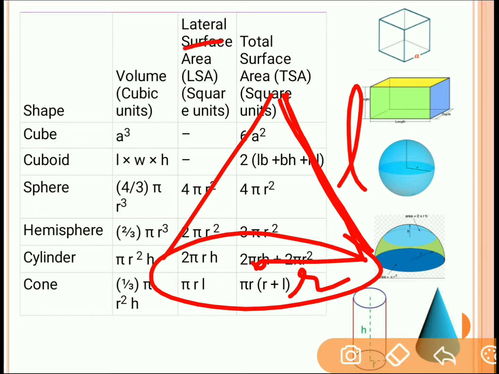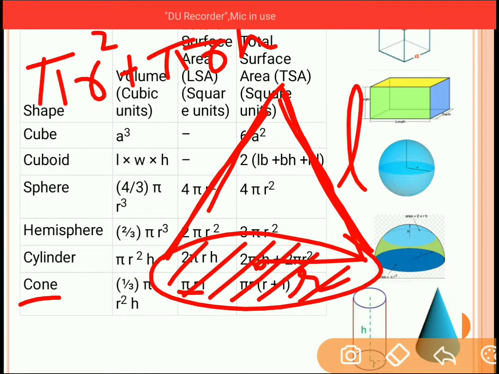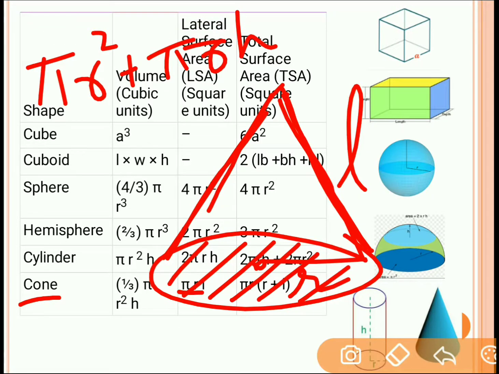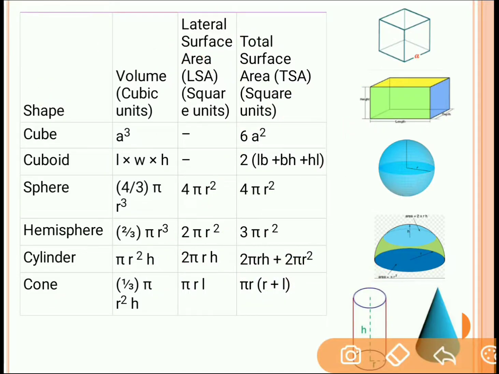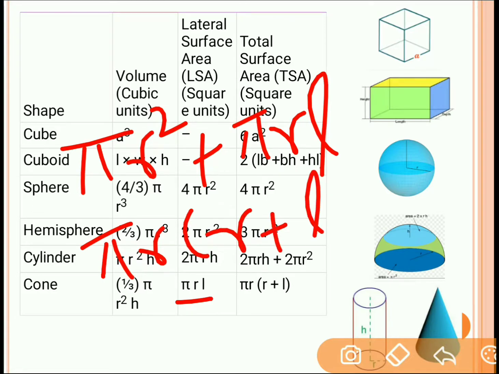So lateral surface area for a cone is pi r l, and total surface area will be the lateral surface area for this curvature plus the area of this bottom circle. The area of the bottom circle is pi r square. So total surface area is pi r square plus pi r l. If we take pi r as common, you will get pi r into (r plus l), which is given over here.